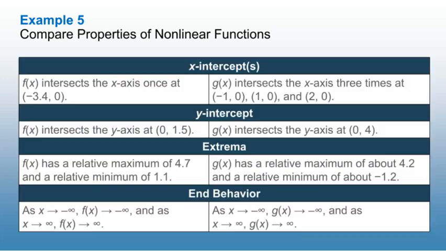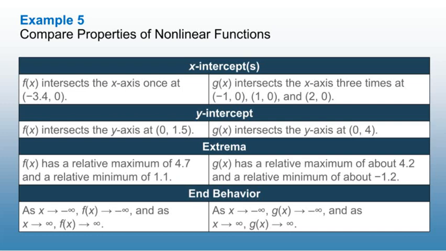Now if you compare them side by side in a table format, it says f of x intersects the x-axis once at -3.4. G of x has three x-intercepts: -1, 1, and 2. So we would say that f of x has a smaller x-intercept compared to g of x. For the y-intercept, f of x intersects at 1.5, g of x is at 4. So g of x has a higher y-intercept.